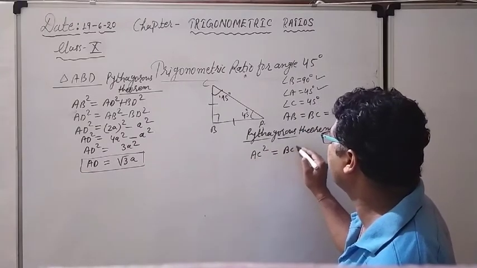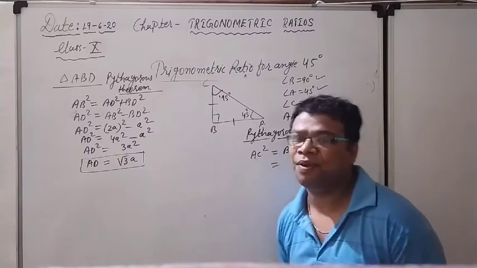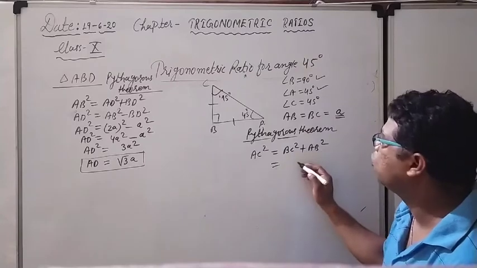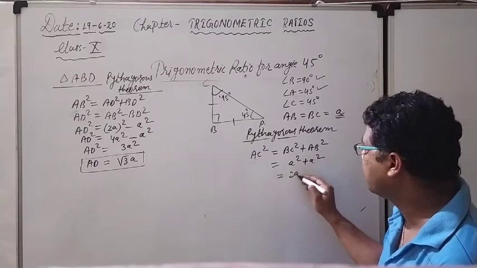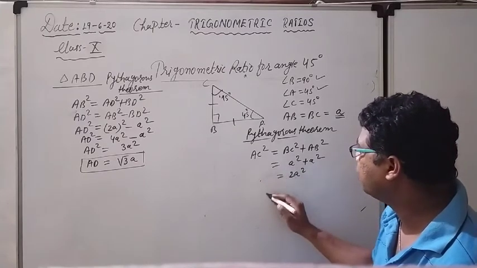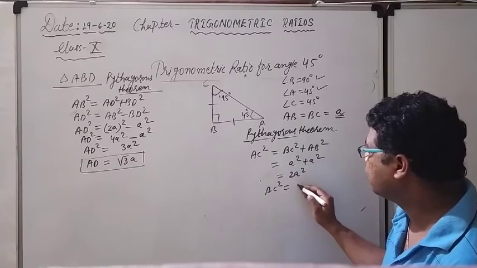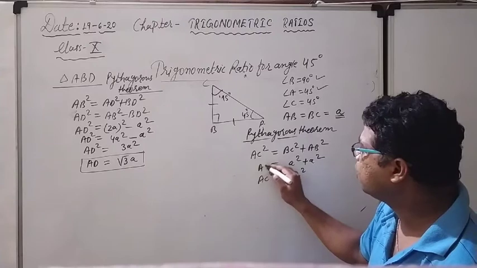Hypotenuse square is equal to perpendicular square plus base square. We want the value of the hypotenuse. BC and AB are equal to each other, so A square plus A square is going to be 2A square. After that, AC square is equal to 2A square.